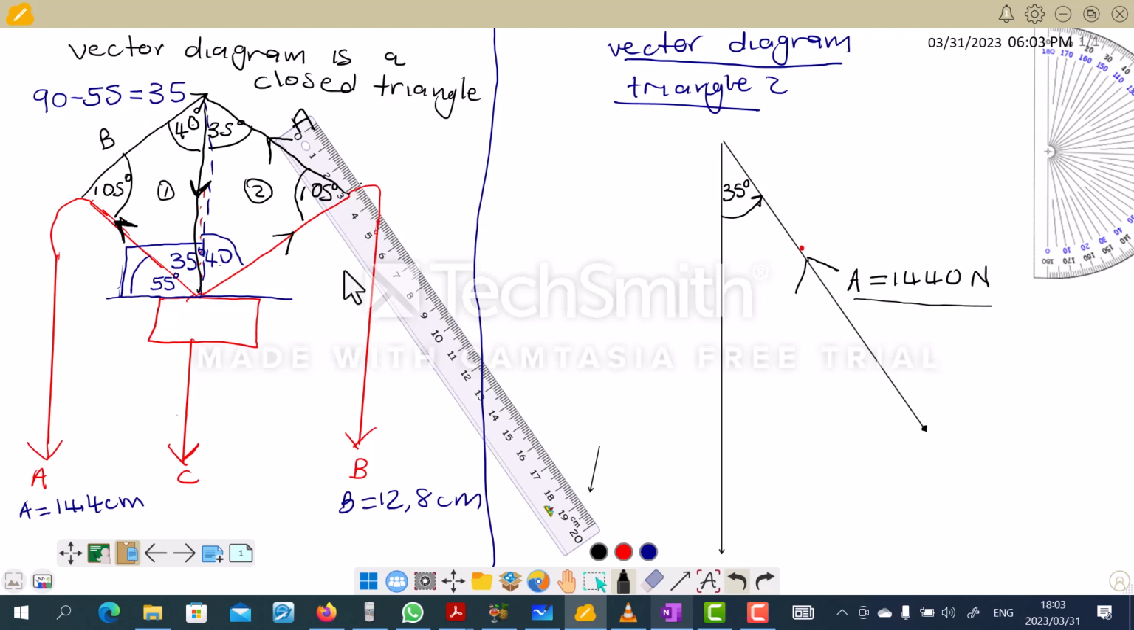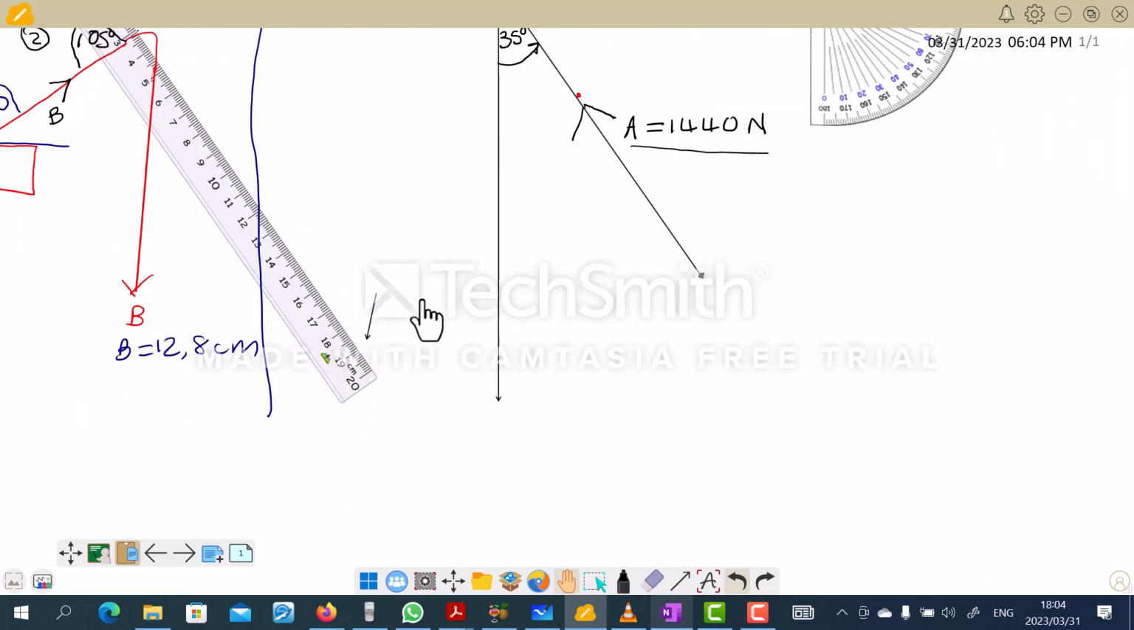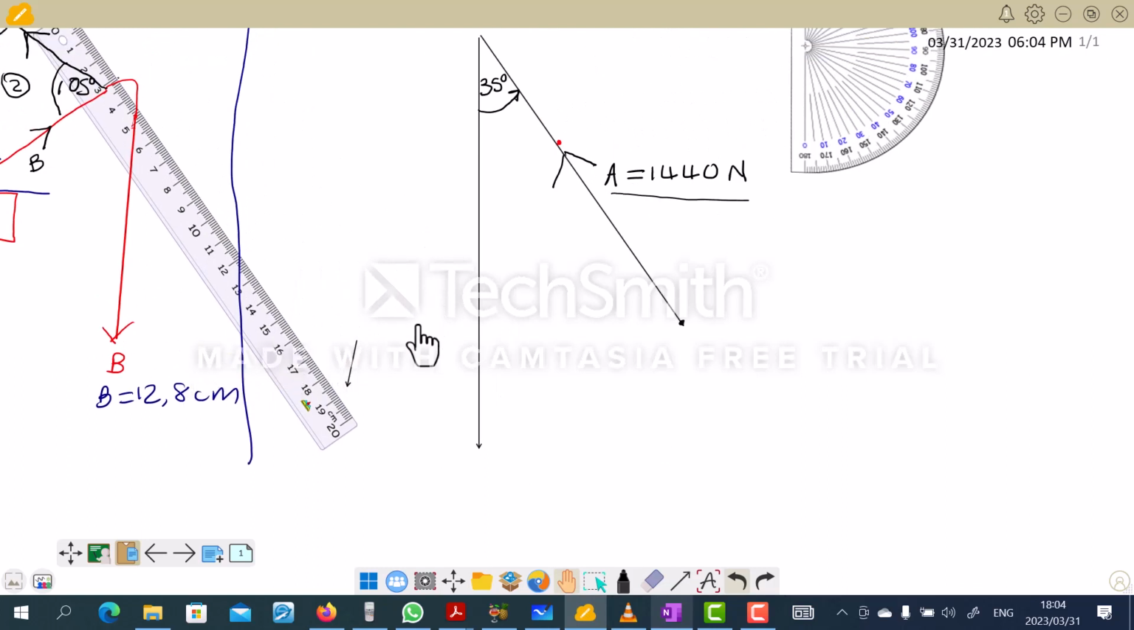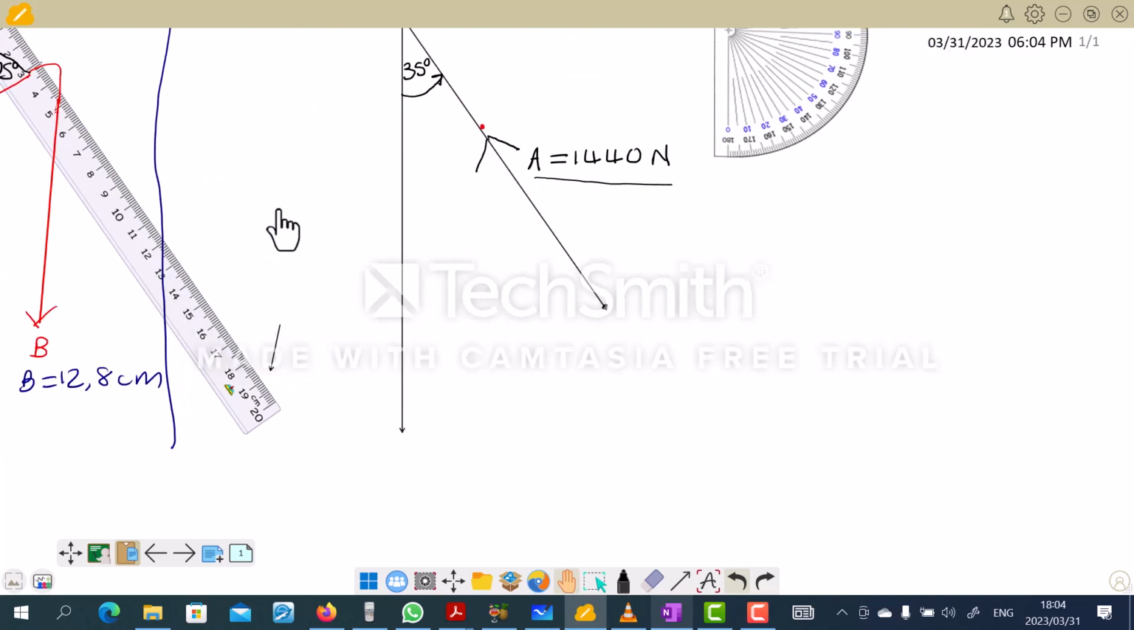So we need now our last vector, which is vector B. Vector B is somewhere here. So let's create space now for vector B. So we need vector B. Vector B is 12.8 centimeters at this point. We said the angle there is 105, so we need to find that angle now, which is 105.